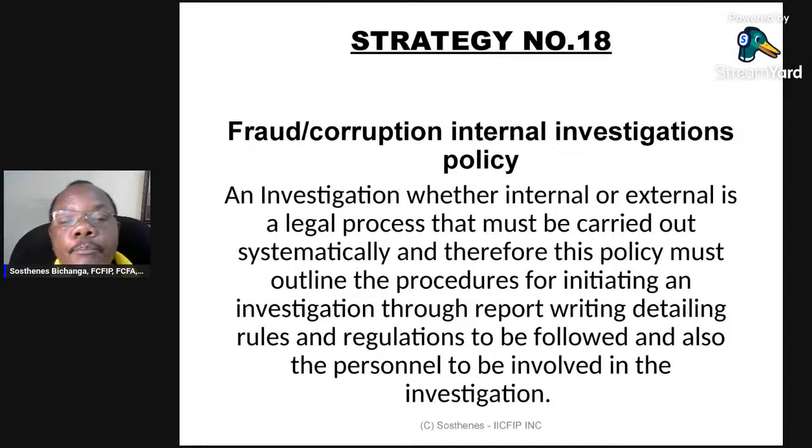Number 9, report writing. The investigators must conclude the investigation by writing a report to the audit committee or the board of directors. The report must follow the generally accepted standards of good writing so that the report will clearly explain the investigative activities, processes, and all procedures undertaken to collect evidence, analysis of data, and then outline the findings and the conclusions drawn therefrom.